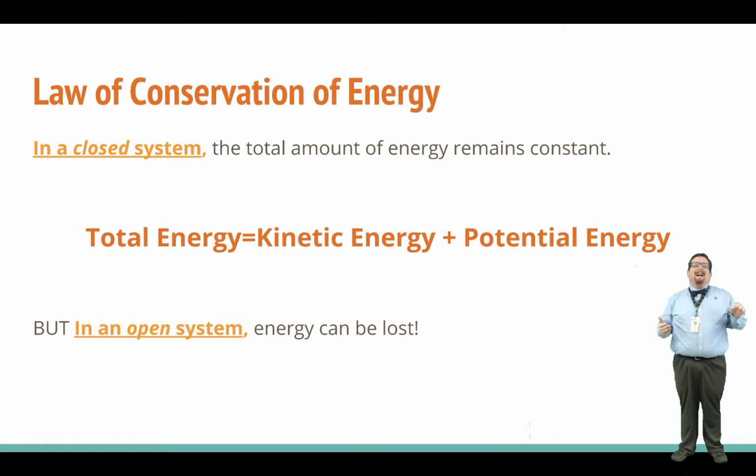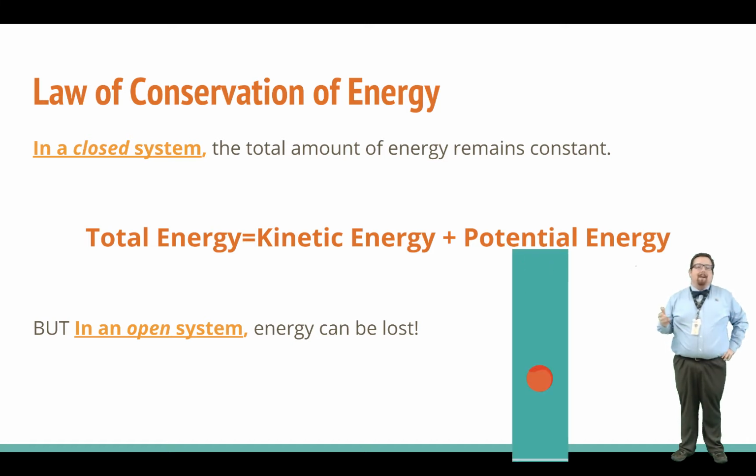It's really nice when we can do all of our math inside of a closed system, but that's rarely how it actually works in real life. As you know from experience, a bouncy ball that's dropped on the ground never quite bounces back up to where you dropped it from. It loses energy each time it hits the ground. This is what we call an open system. In an open system, we can lose energy.